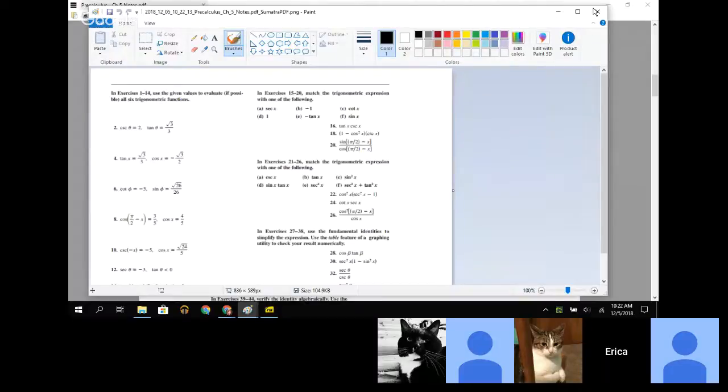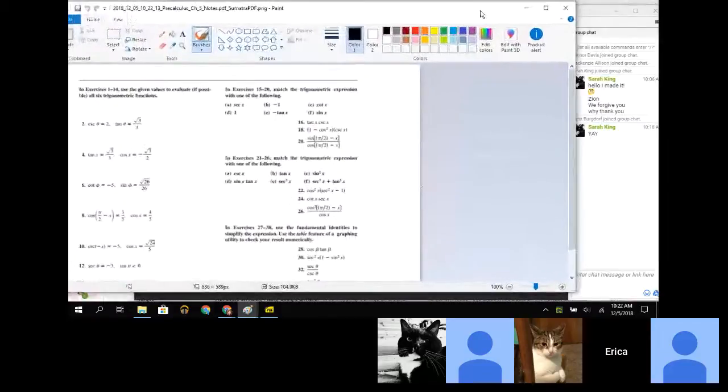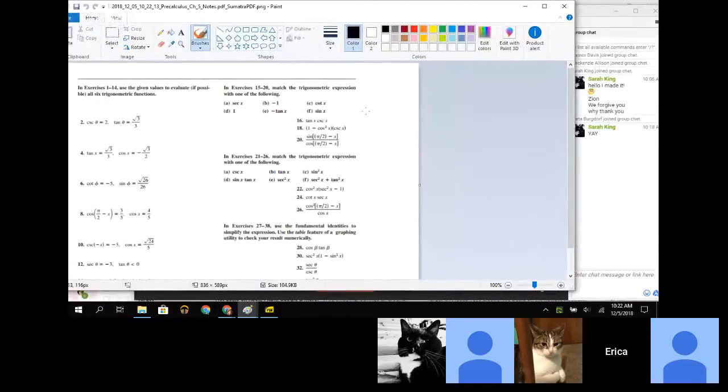Okay, so let's go ahead and do some examples. All right, so it says in exercises 1 through 14, use the given values to evaluate, if possible, all 6 trig functions. All right, let me get out my notes. I didn't even have my notes out. There we go. So this is just like we've been doing the whole time. It's just reviewing what these 6 trig functions are and the relationships to each other.